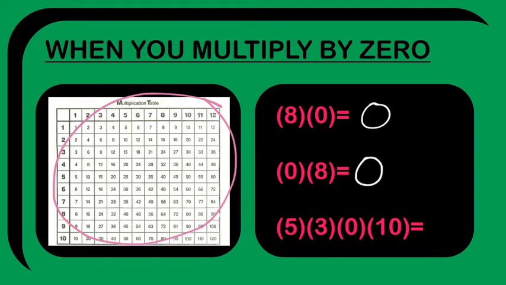In the last example, there are four numbers being multiplied together, 5 times 3 times 0 times 10. Well, 5 times 3 is 15, times 0 is 0, times 10 is 0. So remember that whenever you're multiplying numbers, if any one of those numbers is 0, the product, or the answer to that multiplication problem, will be 0.